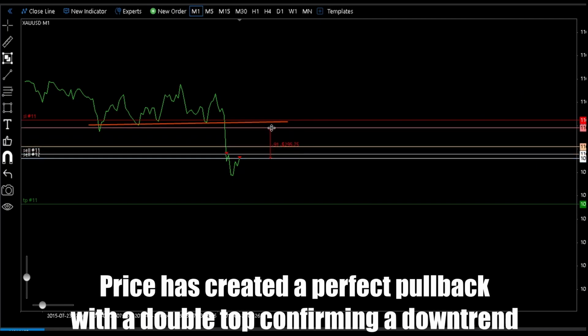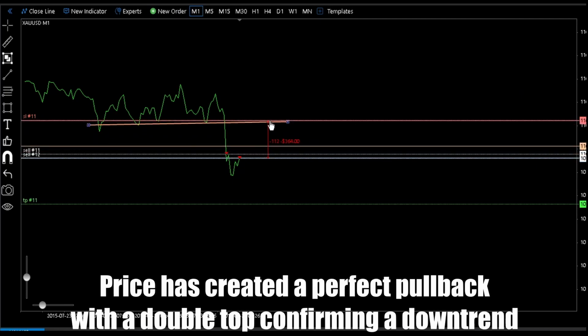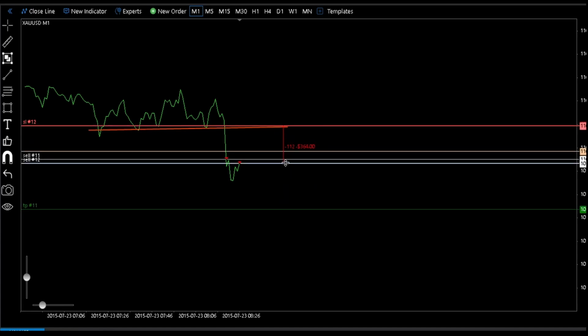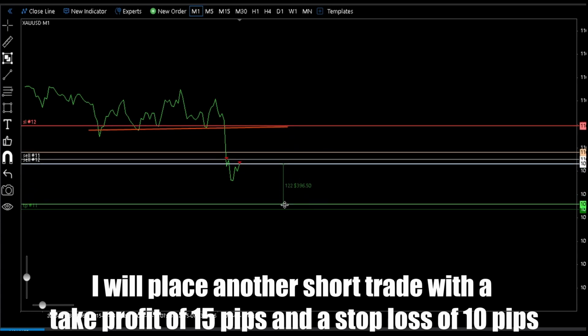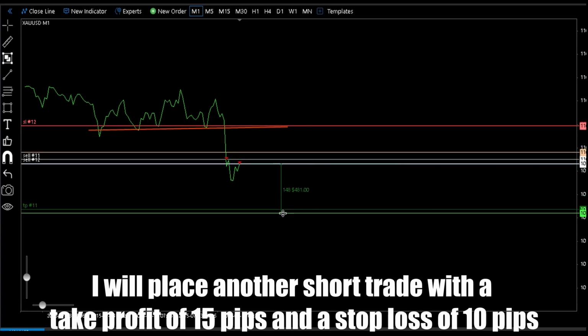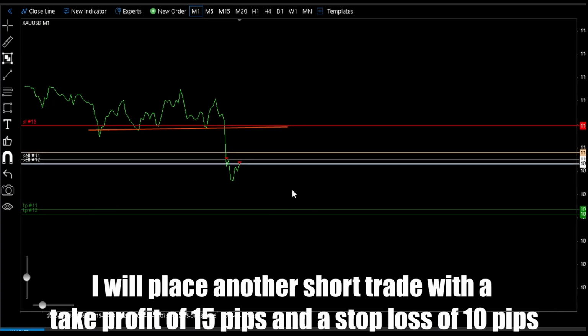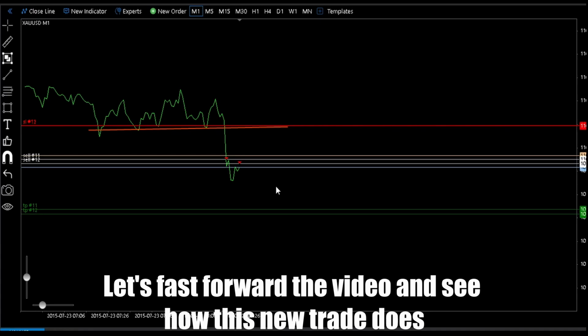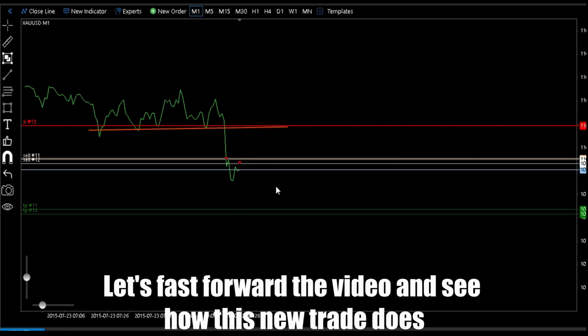Price has created a perfect pullback with a double top confirming a downtrend. I will place another short trade with a take profit of 15 pips and a stop loss of 10 pips. Let's fast forward the video and see how this new trade does.